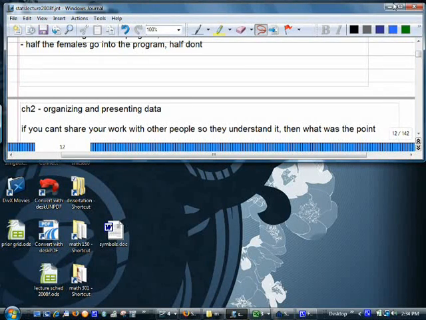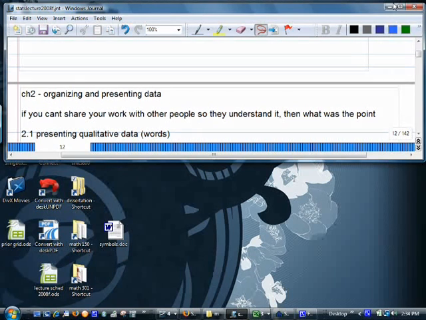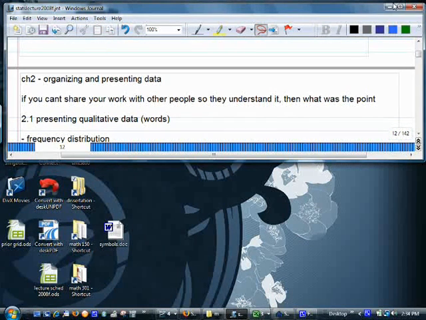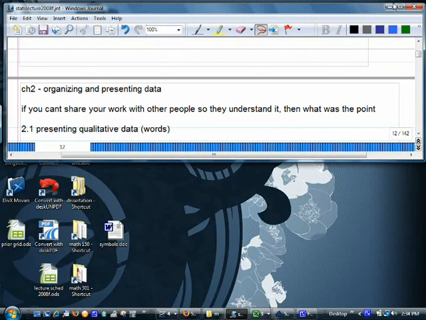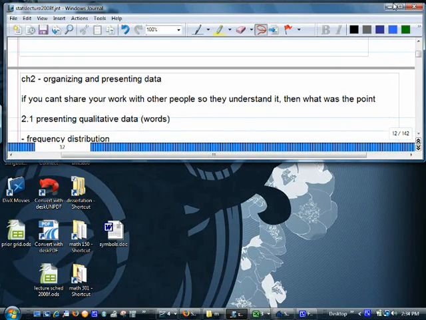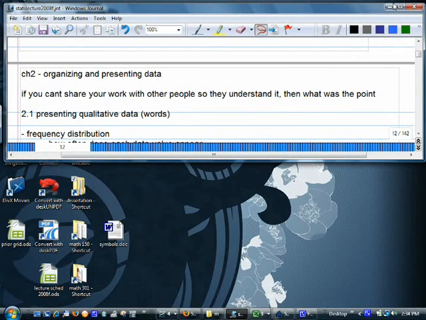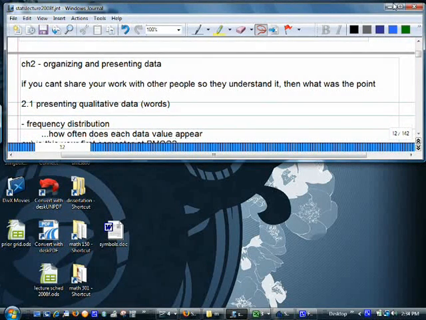Okay. So the first thing we're going to talk about is presenting qualitative data. Remember, those are words. All right. So a lot of these presentation formats, you have to understand what is a frequency distribution. So a frequency distribution records how often each data value appears.